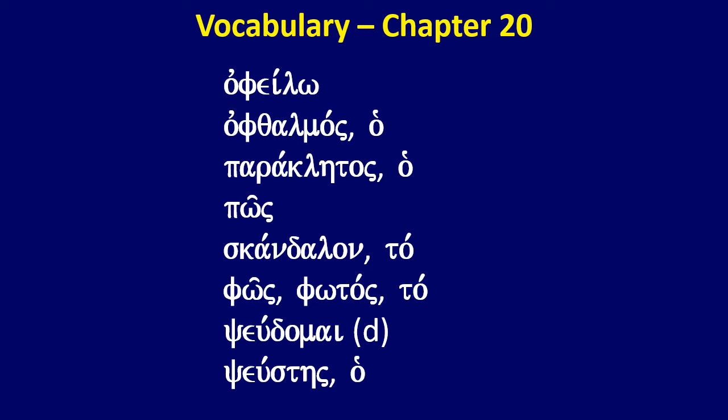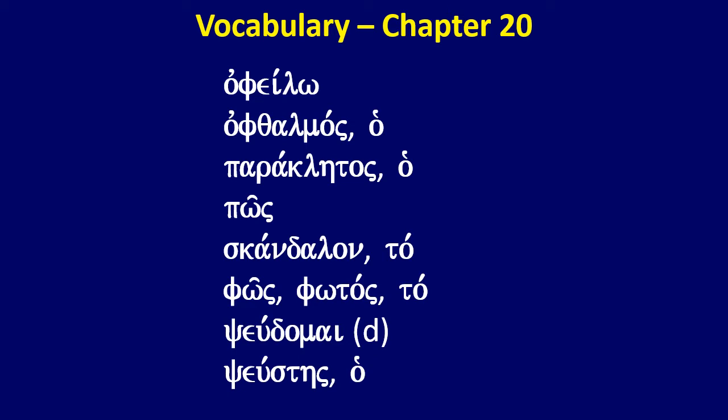It's the word how. This is a very common word. And so it's easy to remember, pos. The next word is skandalon, and it's neuter. And this refers to an offense or a stumbling block, as it's sometimes translated. And again, another very common word in the New Testament.